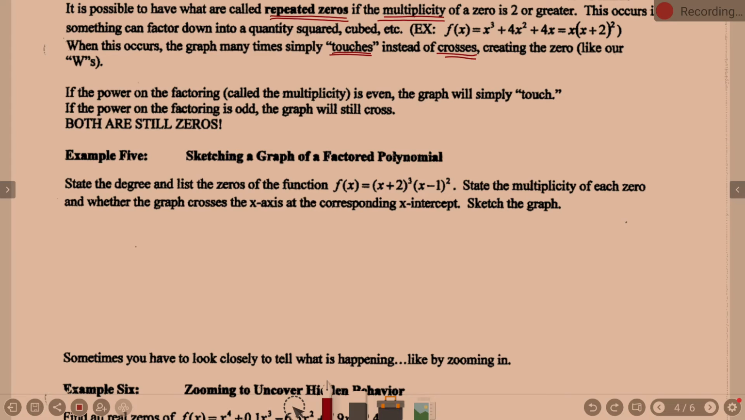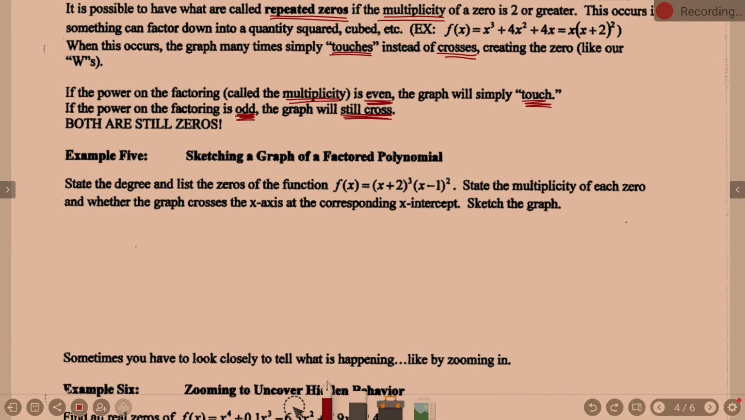Now, if the power on the factor, so if the multiplicity is even, the graph will simply touch. Okay, so if your multiplicity or power is even, the graph will touch. If the power on the factor is odd, the graph will still cross. And I'll show you a little bit of a difference of what it might do. Instead, it might kind of jog a little bit there, take longer to cross, if you will think about it that way, but it will still cross. Both are still zeros. You still give a typical zero answer. Okay?